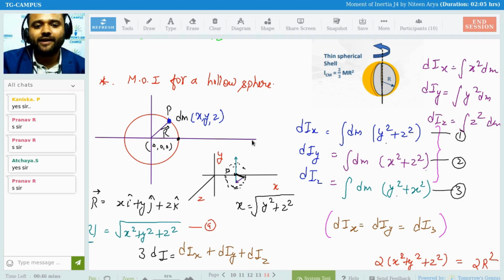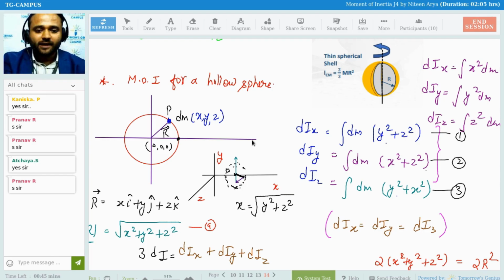Instead of finding the total, because it is a vector thing, I can go directly with the x, y, z system. Dix I know is x square dm, diy is y square dm, diz is z square dm. From this diagram, I can tell you how x square, when rotating along y or z, is going to relate to y square, z square.